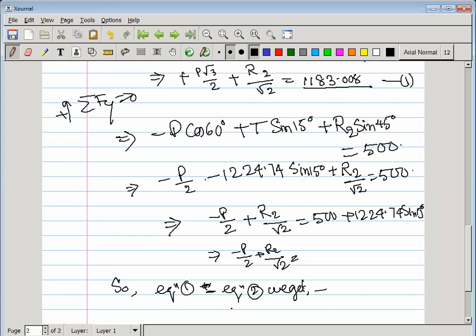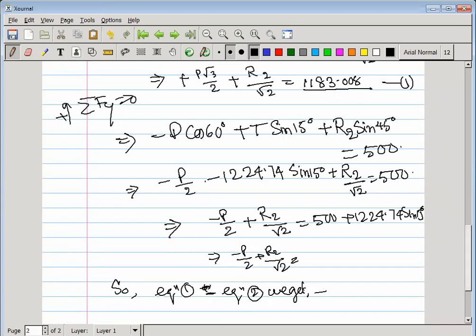How much is this? 500 plus 1224.74 into sine 15 degree. How much is this? After calculation, you will get 816.986. Na?